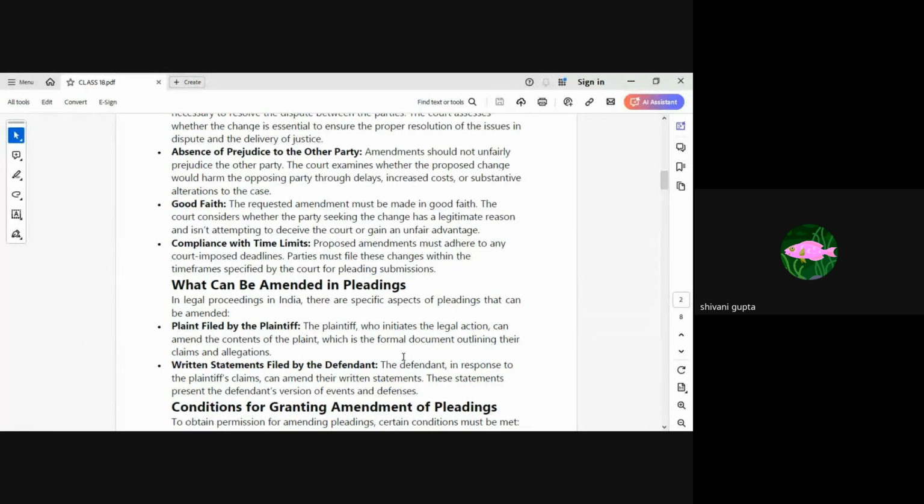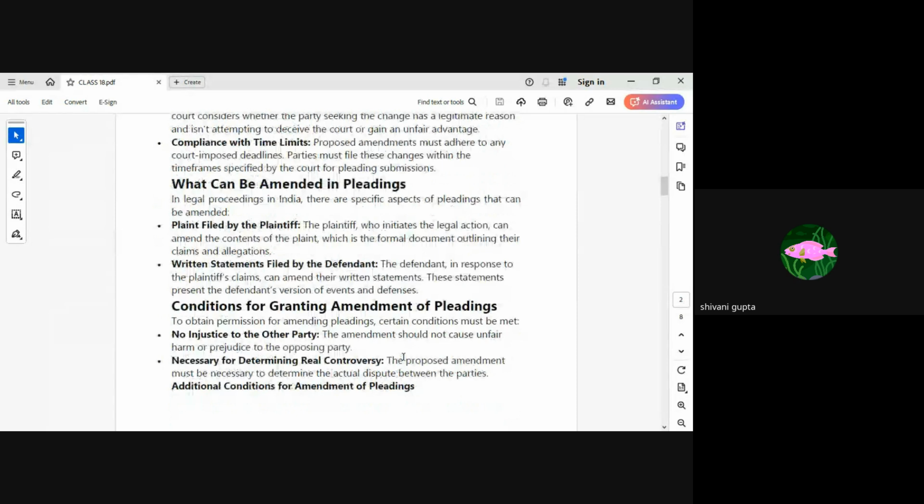Now, what can be amended? First of all, the plaint can be amended, and the written statement can also be amended. So both of these can be amended.